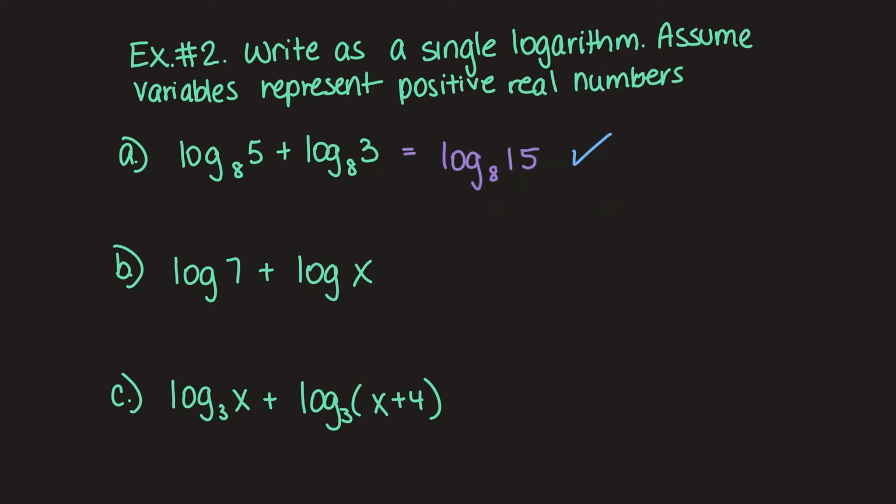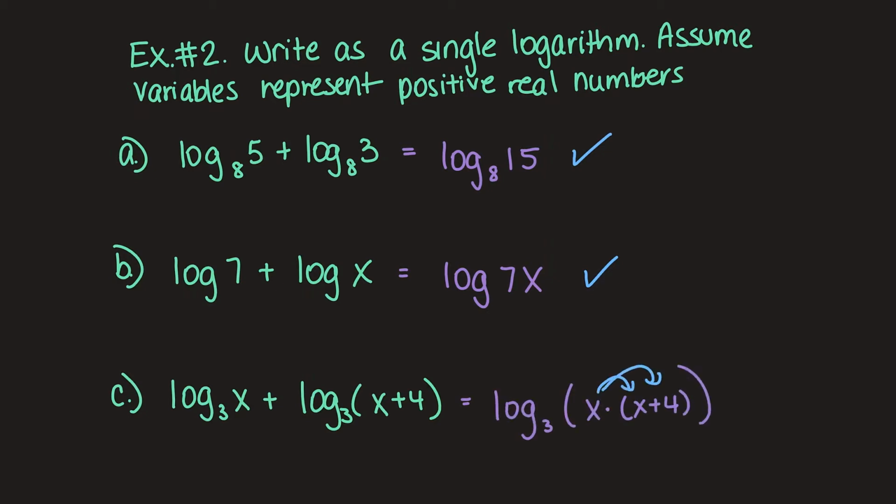For log of 7 plus log of x, we can rewrite this as a single logarithm as log of 7 times x. And for the last example, we can rewrite it as a single logarithm as log base 3 of x times x plus 4, which simplifies to log base 3 of x squared plus 4x.